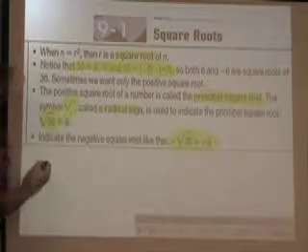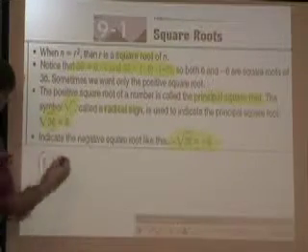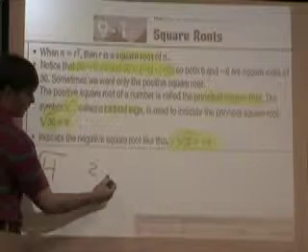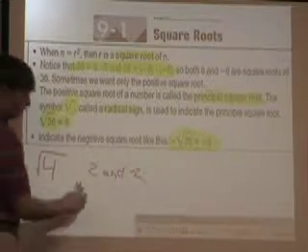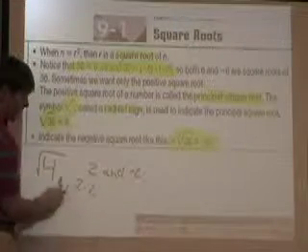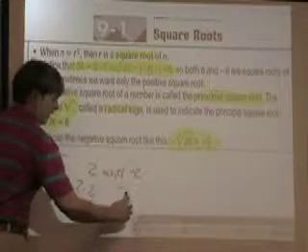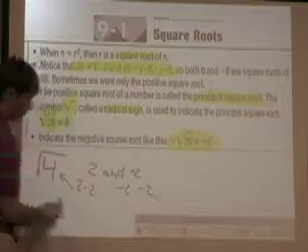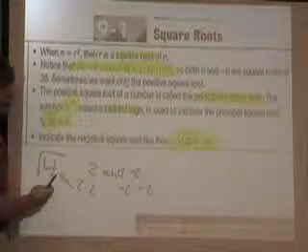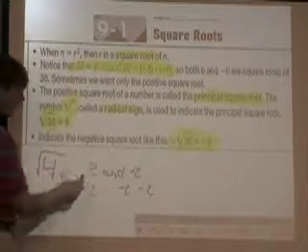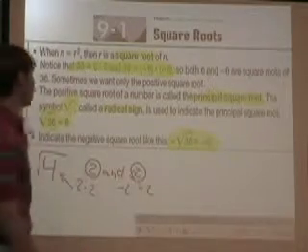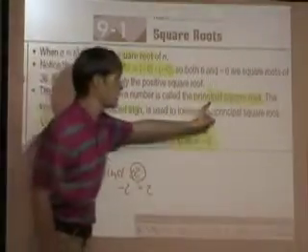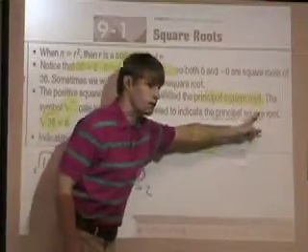So both 6 and negative 6 are the square root of what? 36. So what's the square root of 4? 2 and what? Negative 2. What that means is 2 times 2 equals what? 4. And negative 2 times negative 2 equals what? 4. So you have 2 square roots of each number, the positive and the negative. Now it says right here the positive square root is always called the principal square root.